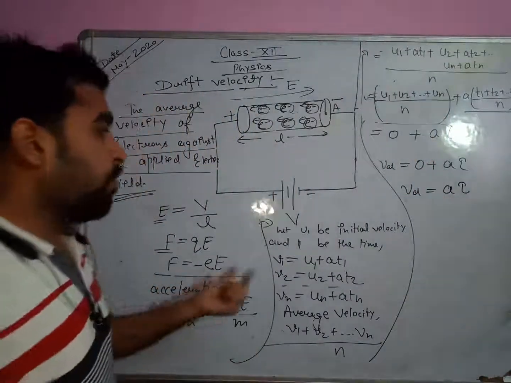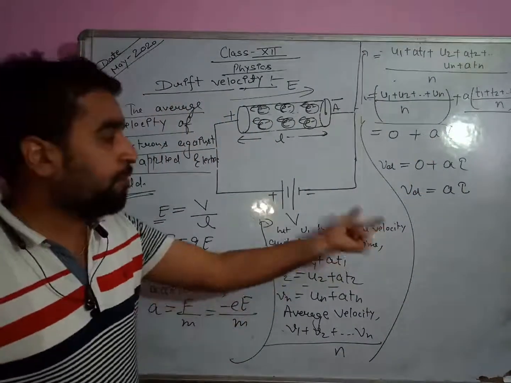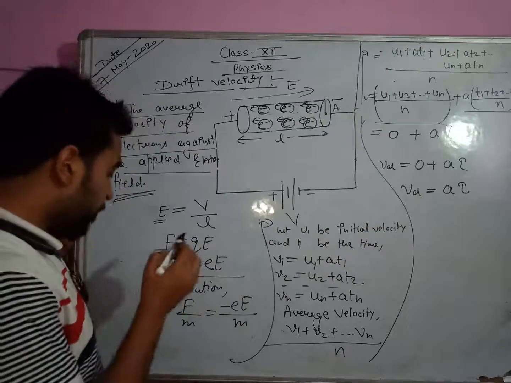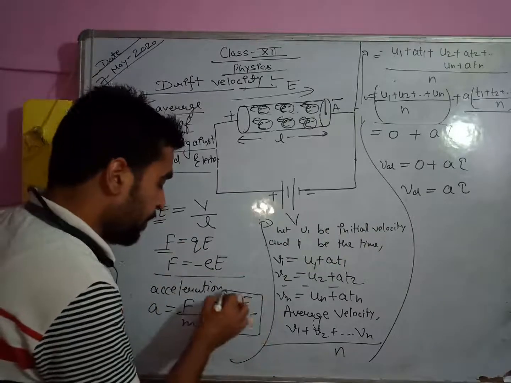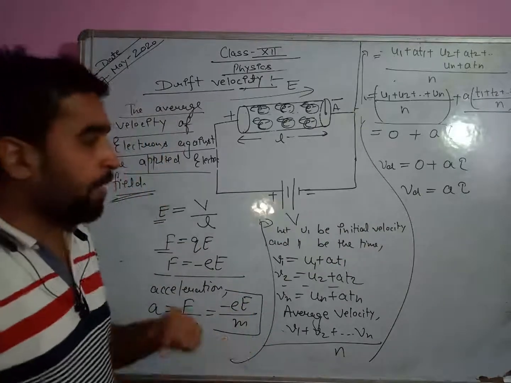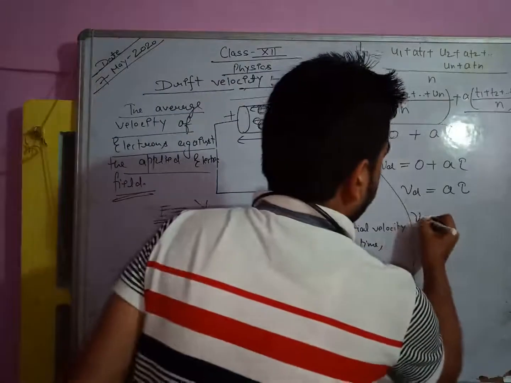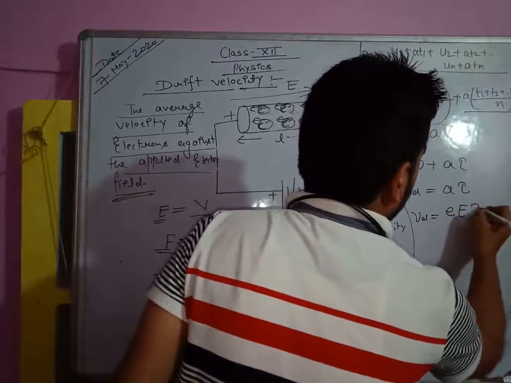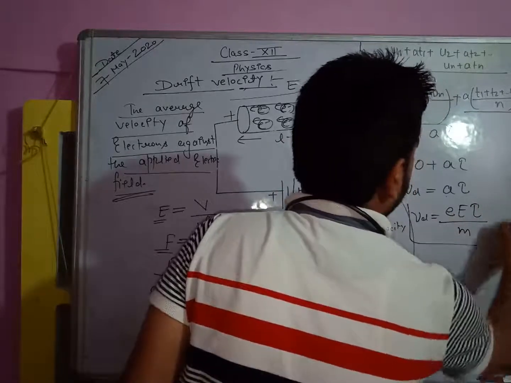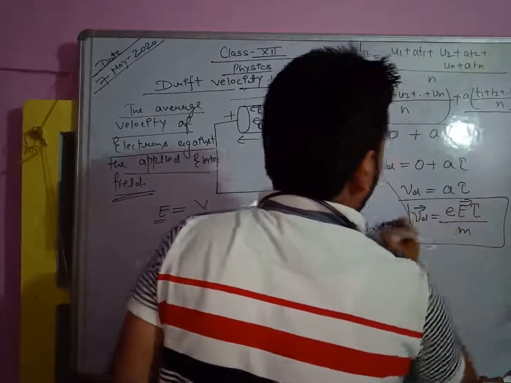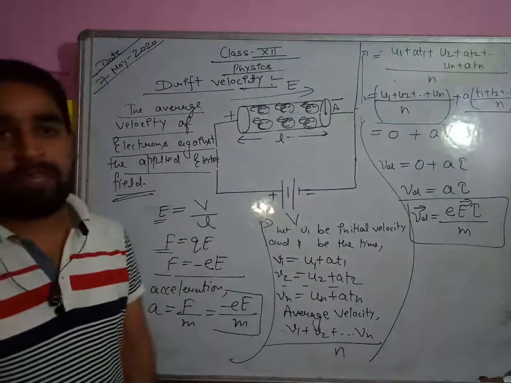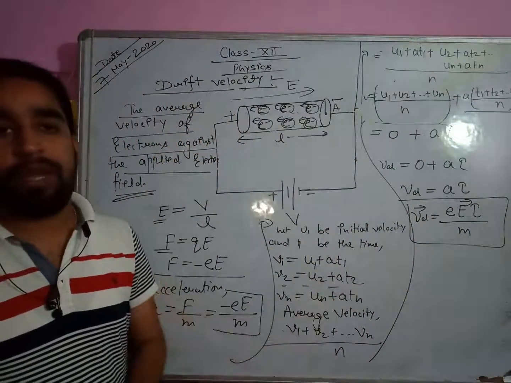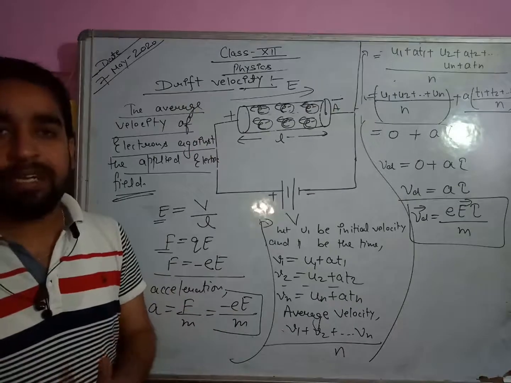Now students, we have already calculated the value of acceleration, so let us substitute it. Here is the value of acceleration, minus eE upon m. When we substitute this in place of a, Vd is equal to minus eE tau upon m, and this is the final relation for drift velocity. Vd is equal to minus eE tau upon m. So this should be learned by you.